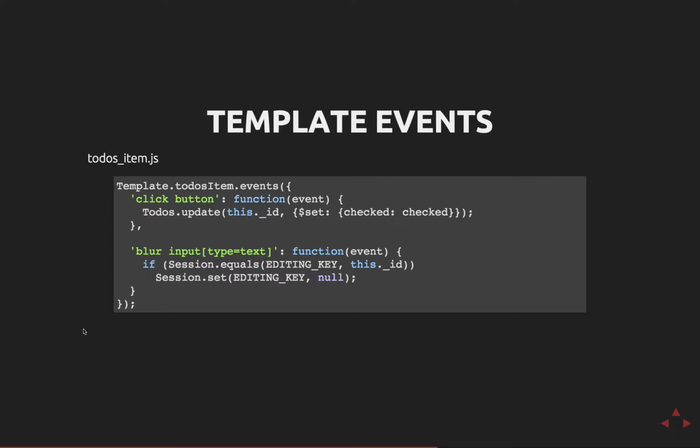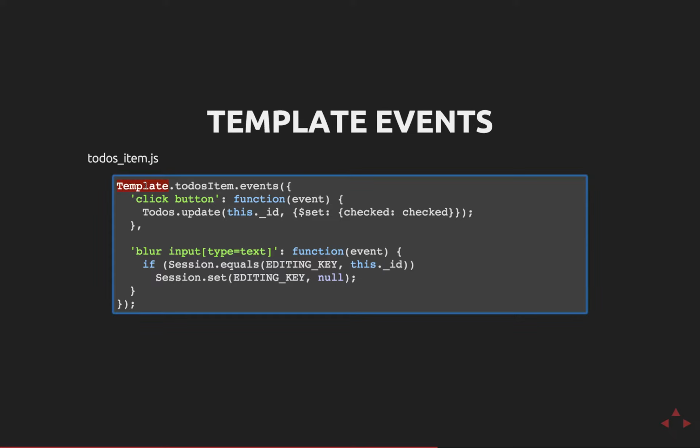So in the eventing, how do you make events work? Really simple. If you know jQuery, it's really simple, and if you don't, it's still really simple. So you have template to-dos item. This is separate from the other example. So you have a list of to-dos or a to-dos item, dot events, and you just pass in this JavaScript object, and I will define the click button, and this is just a jQuery event. So this is the click event on the jQuery button.